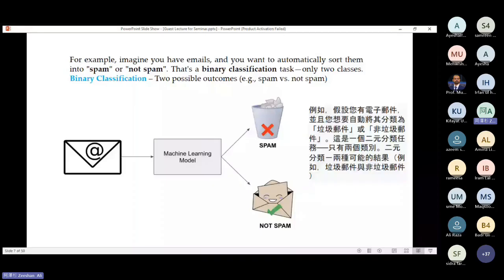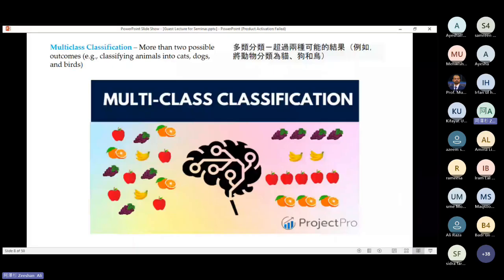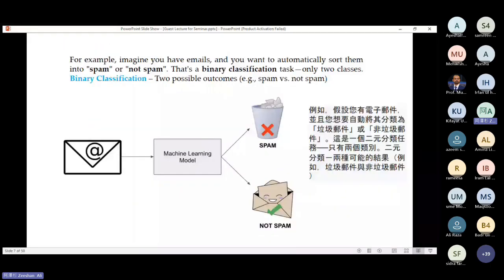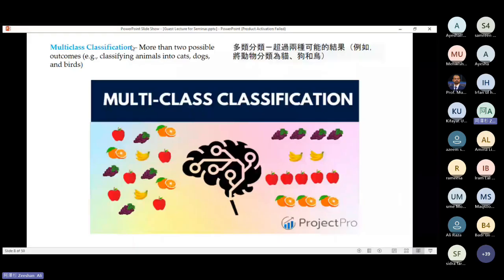If we have three, it is ternary. Sometimes we also have multi-class classification. It means that if we have two possibilities, we have binary classification. If we have more than two types of classes, it is called multi-class classification. So what is multi-class classification? More than two possible outcomes. For example, classifying animals: cats, dogs, and birds. So we have three different types of animals to divide into three different categories. So it is called multi-class classification.